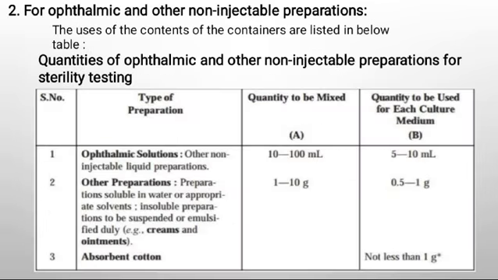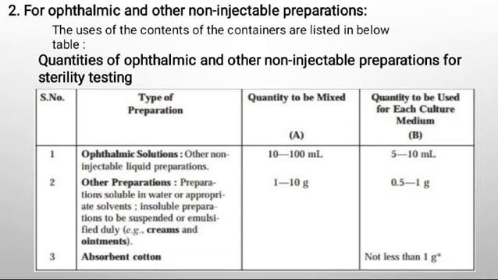Second, for ophthalmic and other non-injectable preparations, the use of the contents of the containers is listed in the table below. Quantities of ophthalmic and other non-injectable preparations for sterility testing. Type of preparation, quantity to be mixed, quantity to be used for each culture medium. First, ophthalmic solutions and other non-injectable liquid preparations, 10 to 100 ml, 5 to 10 ml. Second, other preparations, preparations soluble in water or appropriate solvents, insoluble preparations to be suspended or emulsified duly, for example creams and ointments, 1 to 10 gram, 0.5 to 1 gram.